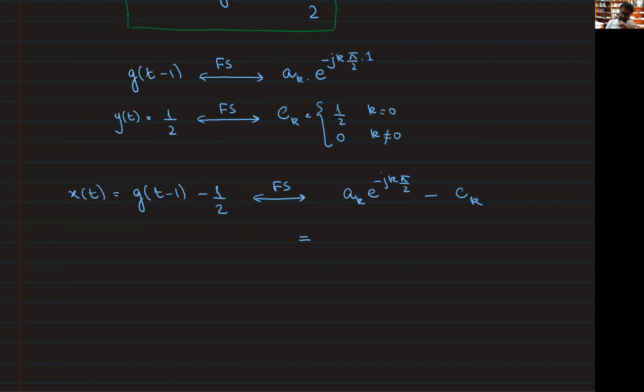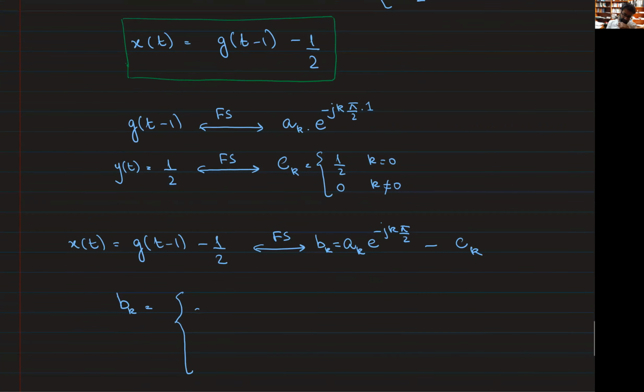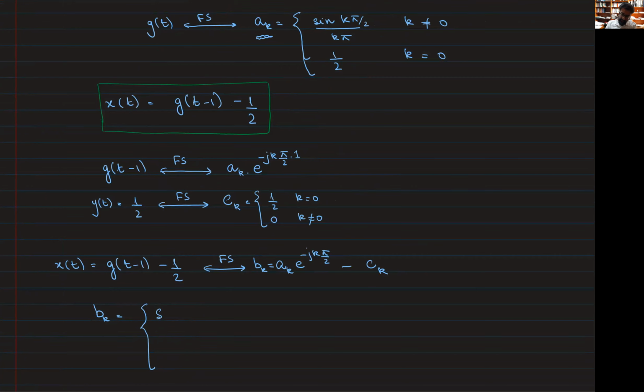Right. So let me say these are BKs. So BK is therefore equal to AK, remember, is sine. So let me zoom out so that you can see. So this is sine k pi by 2 divided by k pi times e raised to power j k pi by 2 whenever k is not equal to 0.